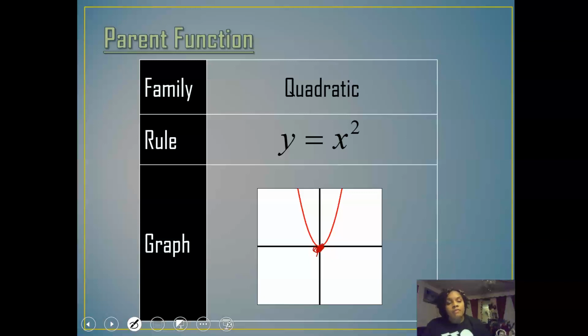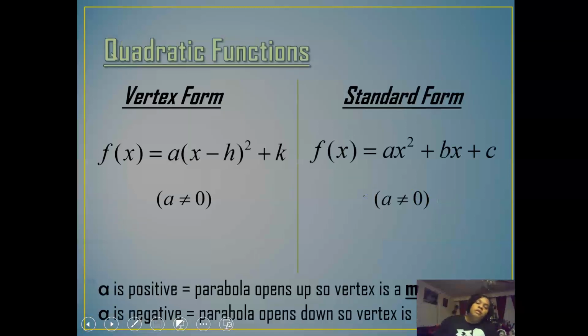When you have the vertex, you just need about 1 or 2 points to sketch out your parabola, and I'll show you what that looks like when we get there. You have two forms: the vertex form and the standard form. In both forms, you'll have the letter A. If the A is positive, the parabola opens upward, and if the A is negative, the parabola opens downward. If it opens upward, there's a minimum point. If it opens downward, there's a maximum point.